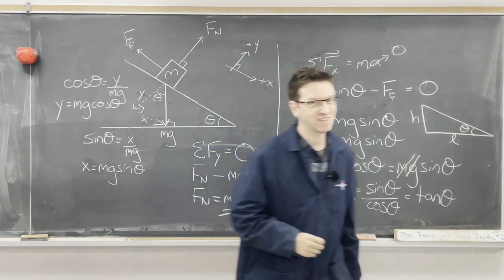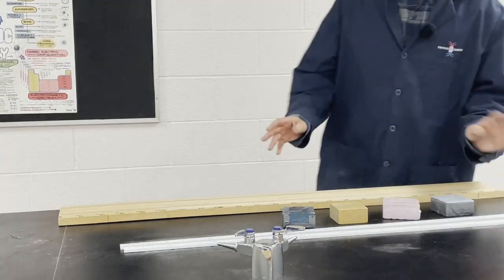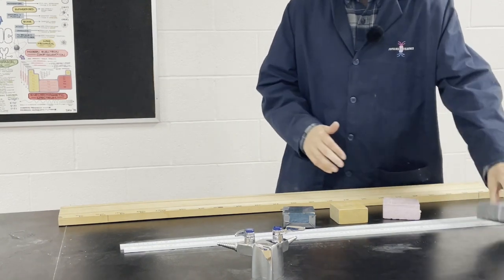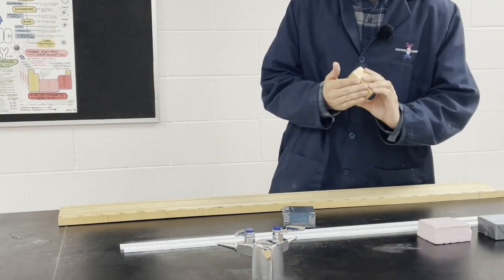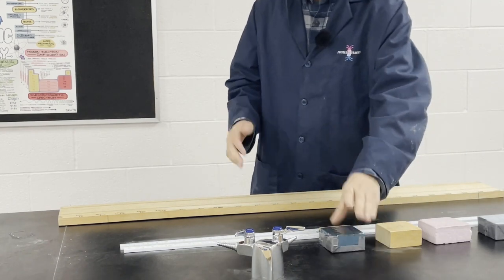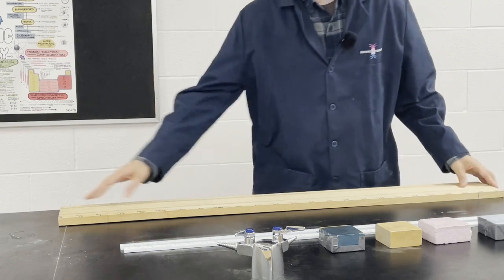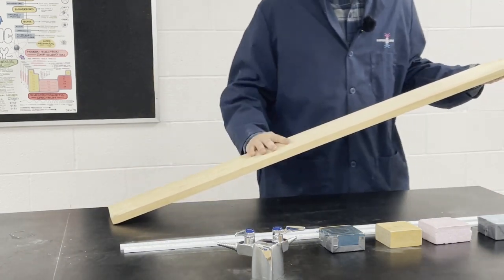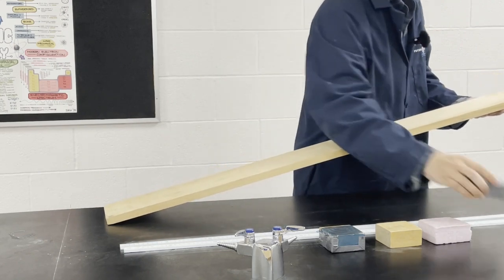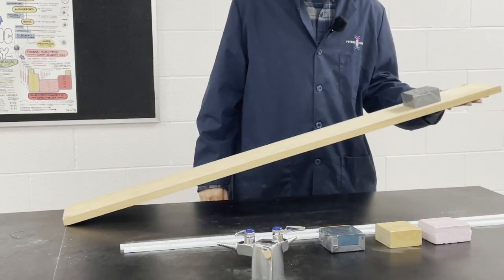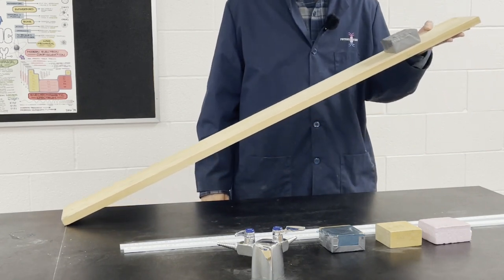So let's go test out something. You'll see what I mean. All right, so we have different materials here. We have sandpaper, duct tape, insulation, wood, and plastic. We're going to test them all on this piece of wood here. Now, to find the coefficient of static friction, let's start with sandpaper. We're simply going to lift until just before it starts to move.